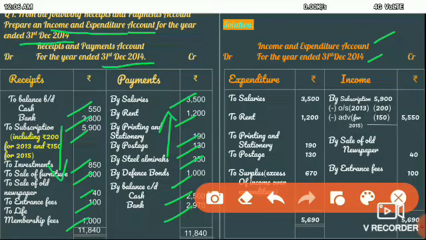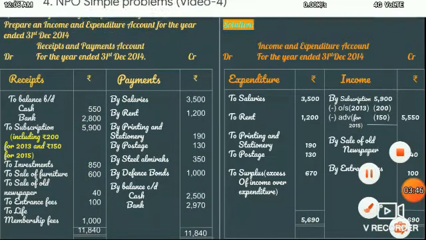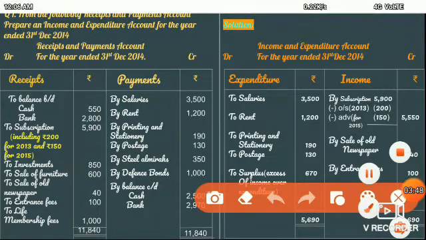Then on the debit side, we write expenditure, and on the credit side, we write income. Now let us start from the receive side. We will take the incomes from the receive side. First of all, let us separate the revenue nature items from the receive side and the revenue payments from the payment side, because the income and expenditure account will take only the revenue nature items. So let me start with subscription.